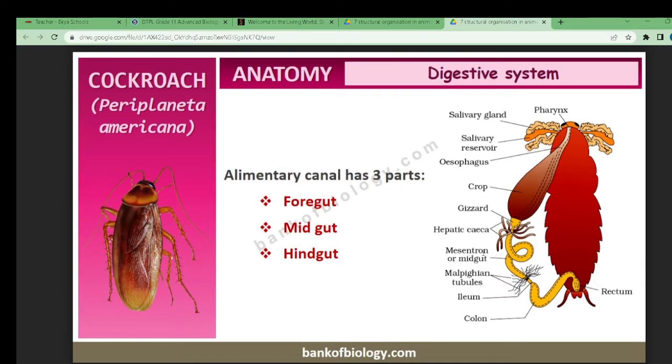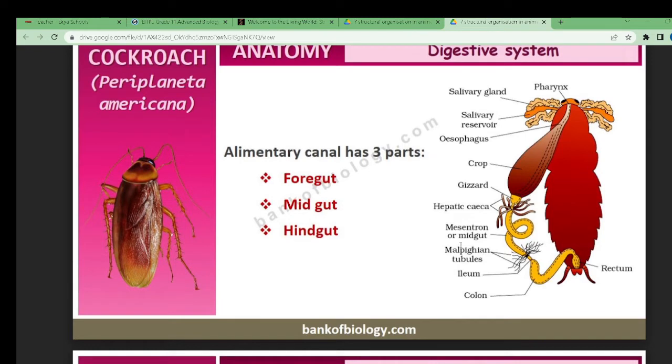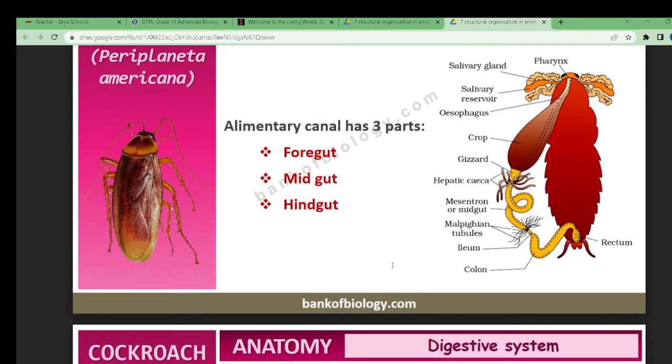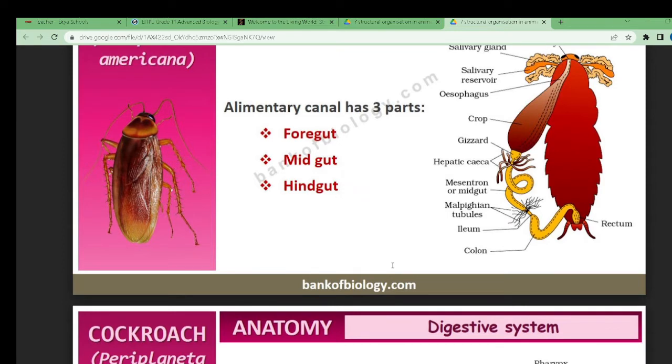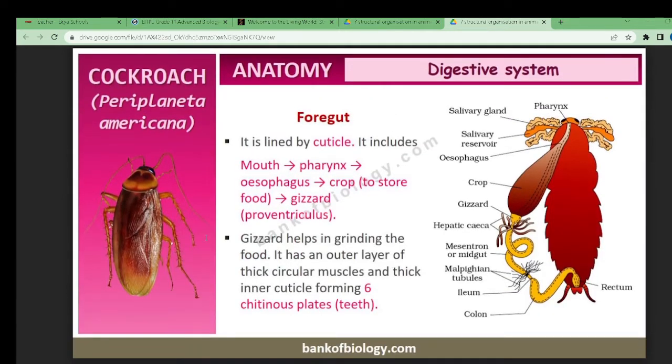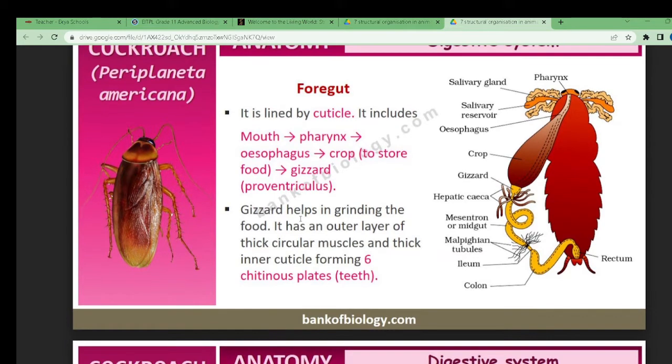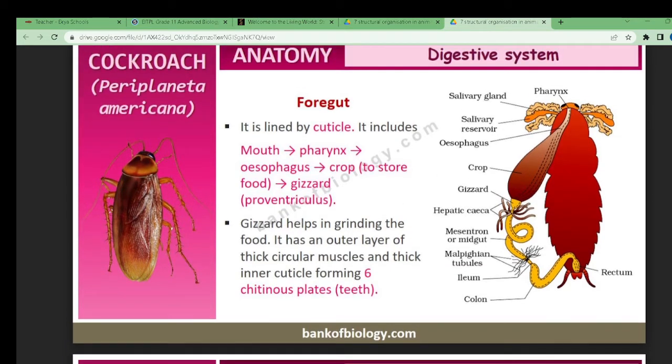It is also known as mesenteron. Then foregut is present, and then midgut is also present. First we'll discuss the foregut. It is lined by cuticle, the outer layer. It includes the mouth, pharynx, oesophagus, crop, gizzard, and proventriculus. All of this belongs to the foregut.